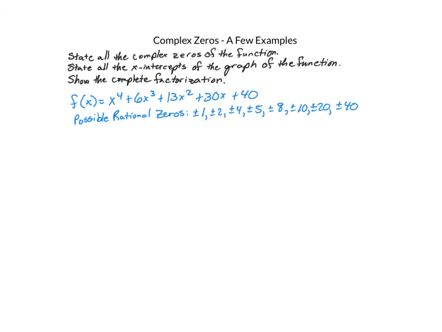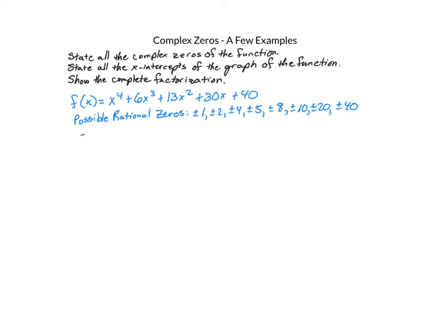But let me point this out. We're trying to find a number that would make this function equal to 0. Notice if you just choose 1 and we try positive 1, if you pop it in, you'd have 1 plus 6 plus 13 plus 30 plus 40. Do you notice that all of these numbers are positive? So if we put a positive number in here, any positive number, the result is going to be positive and not 0. So that actually eliminates all the positive numbers for this problem. I'm not going to even try those. So I'm going to start rolling through the negative ones and see what we come up with.